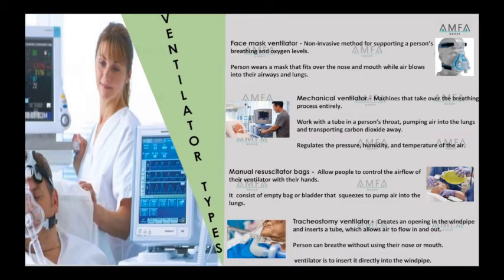The fourth type of ventilator is the tracheostomy ventilator, where the tube supply is directly given through a hole made in the throat. So the supply is given directly to the windpipe, which allows air to flow in and out. The person can breathe without using their nose or mouth. The ventilator tube is inserted directly into the windpipe.